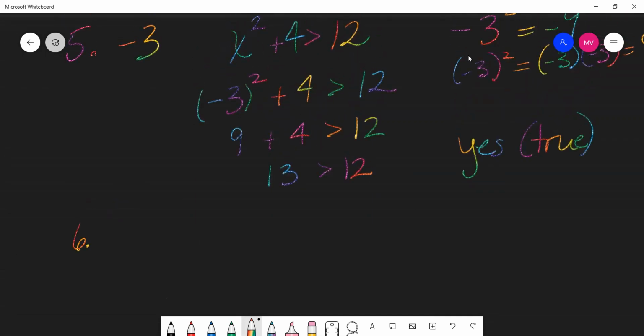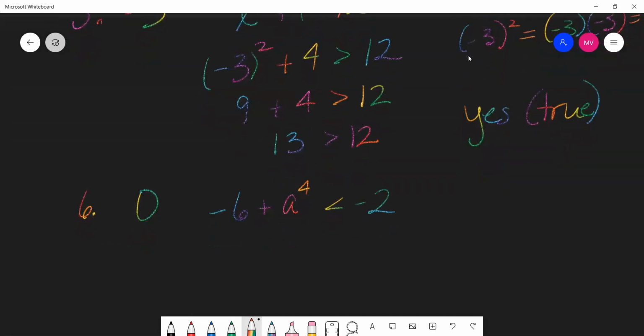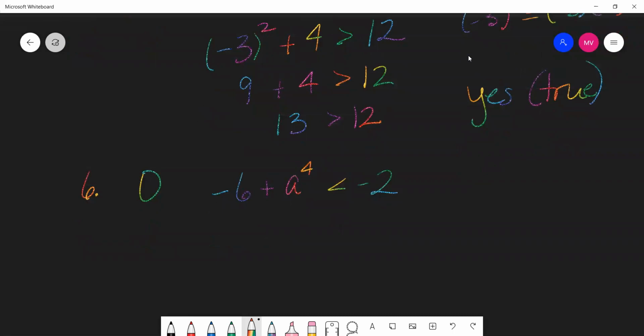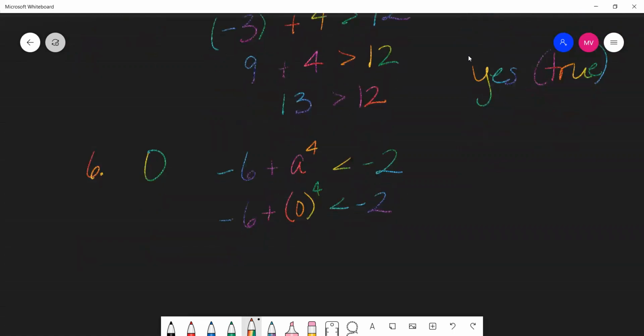Number 6 gave us 0 as a solution for -6 plus a to the 4th is less than -2. So yeah, I mean, it's true already. That's 0 with the exponent, it's pretty obvious. So it's 0 to the power of 4.